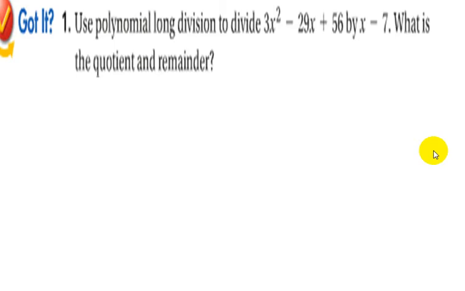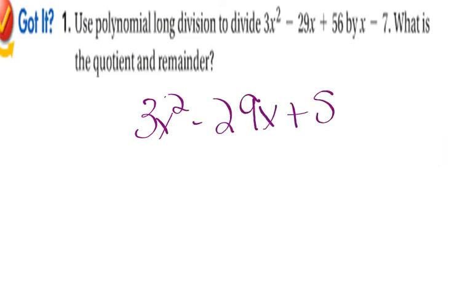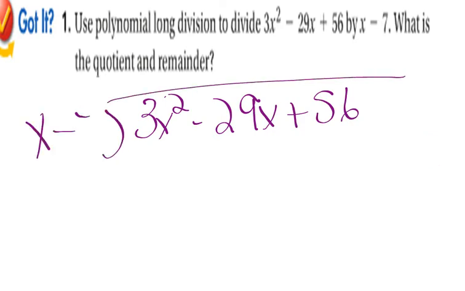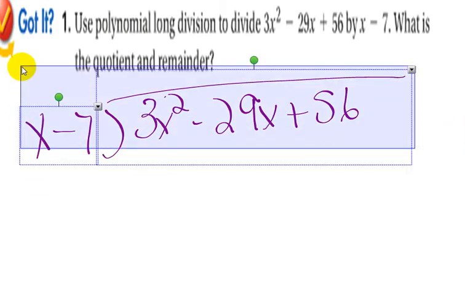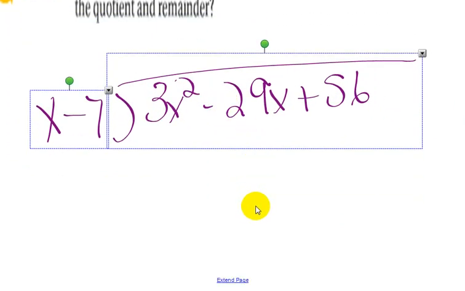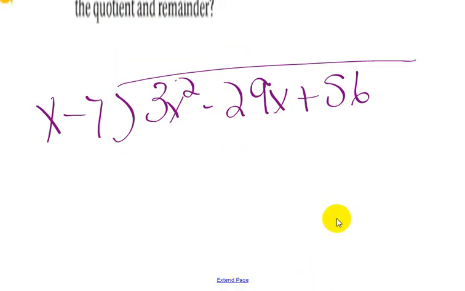So get them out. And we're going to write 3x squared minus 29x plus 56. And we're dividing it by x minus 7. All right. So now we're going to look at the first term. Our x. How many times does x go into 3x squared?